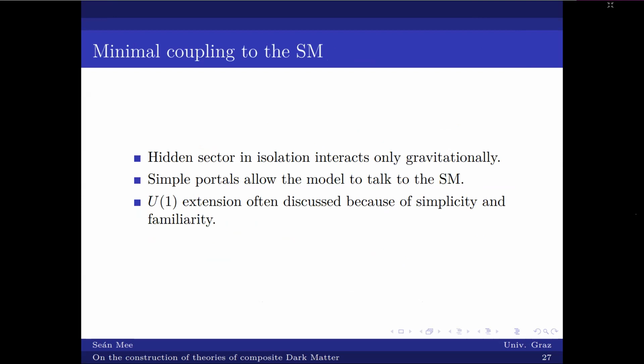So what do we think about next? Well, so far we've described a hidden sector which exists in complete isolation from the standard model. So what we might think about next is, if we want to actually look at this theory, we need to introduce some simple portal, which allows the model to talk to the standard model in some way. The most natural, or simple, extension is just a U1 field, right?